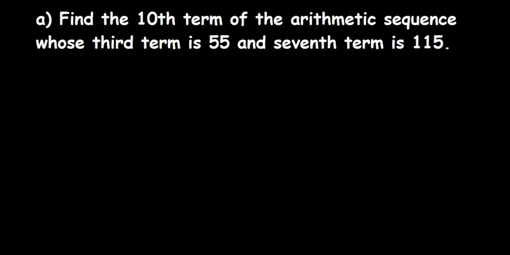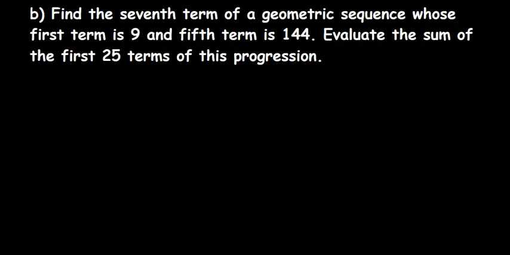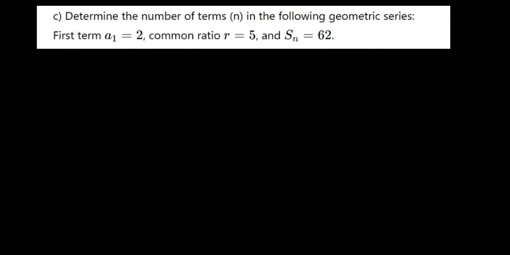Alright, so let's look at another set of questions on the AP and the GP, just for practice. Find the 10th term of the AP, whose first term is 55 and the 7th term is 155. Find the 7th term of a GP. Here we are told the first term is 9 and then the 5th term is 144. And we are also asked to evaluate the sum of the first 25 terms of the progression.